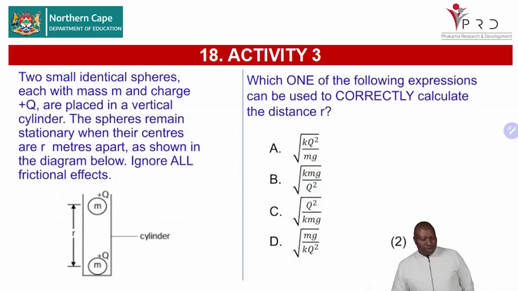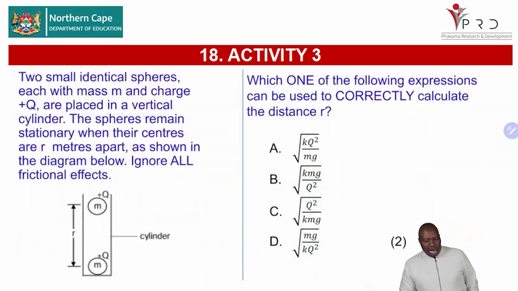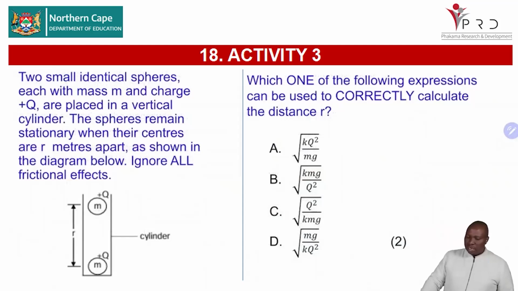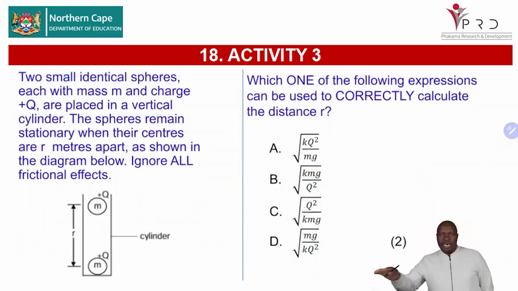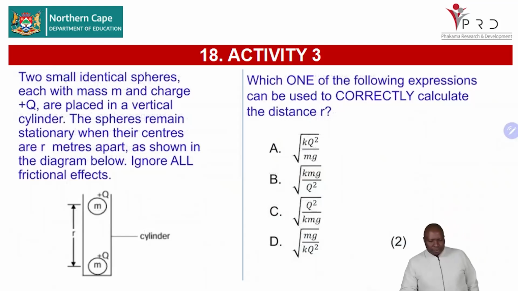Now, look at this one. Two small identical spheres, each with mass m and charge q, are placed in a vertical cylinder. You see now, it's not always horizontal. It is still one dimension, it's just that the cylinder is vertical. The spheres remain stationary when their centers are r meters apart, as shown in the diagram below. Ignore all frictional effects. Which one of the following expressions can be used to correctly calculate the distance r?